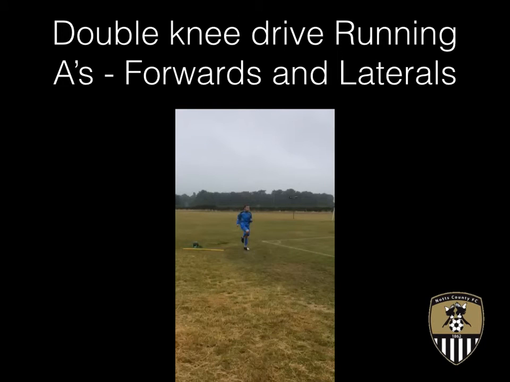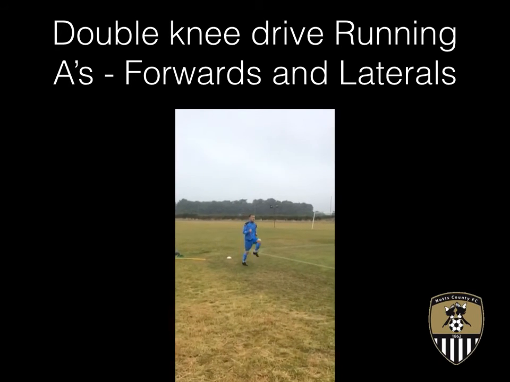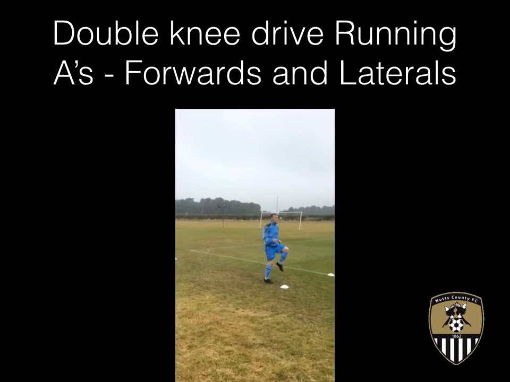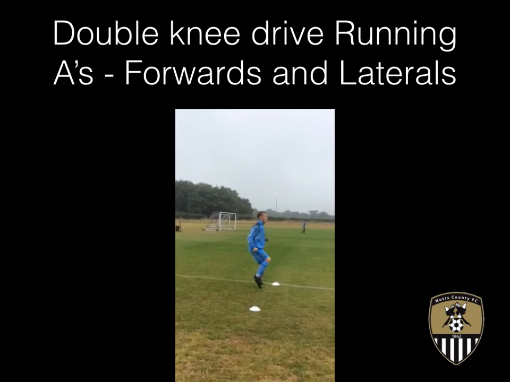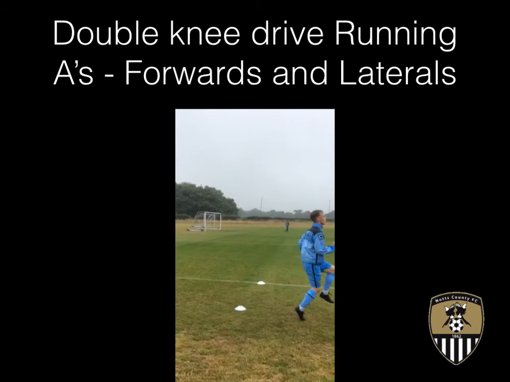Of that exercise, so we can do our forwards and laterals. So we're still high knee drive, and we're moving lateral and forward and lateral again. And that's just another example of a progression of the double knee drive running airs. Drive them arms, nice and tall. Lateral. Get around the cone. Good. Keep going. Lateral again. And forwards. Perfect.